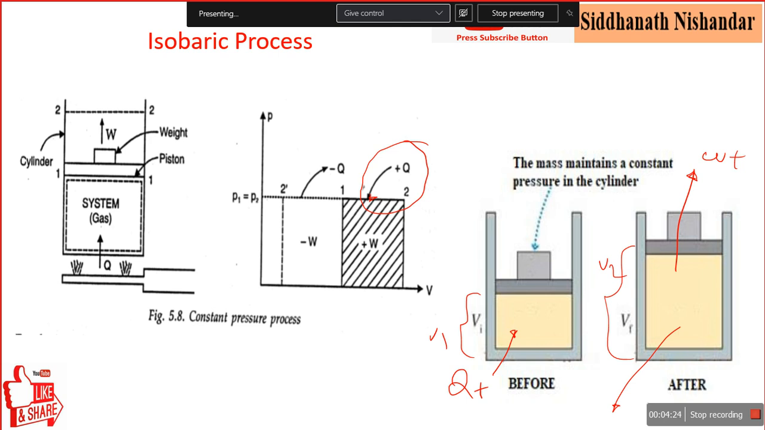What happens when the piston moves in the downward direction? In that case, work is done on the system, so work is negative. That whole process I am showing on the PV diagram. Now, what is meant by an isobaric process?